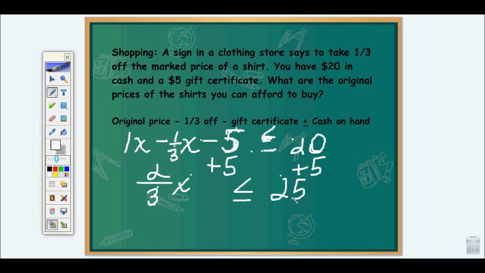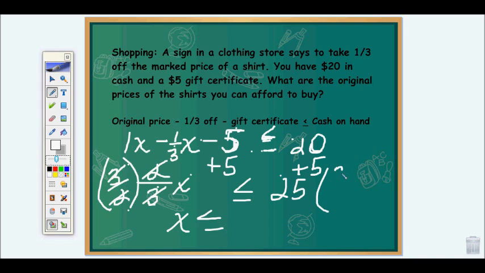Now I'm going to use my inverse that I learned in the last chapter. I'm going to multiply by the inverse to solve for that single variable. And I will get x less than or equal to, and now I have to multiply the other side by that same inverse, 3/2. I can't do any simplifying, so I would multiply 25 times 3 is 75. So 75 divided by 2, and I can put that in my calculator.